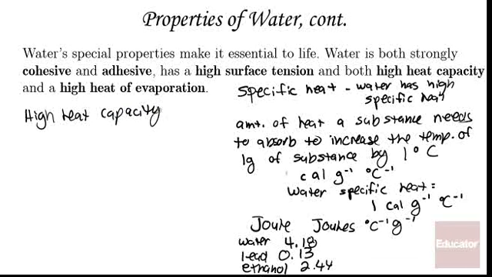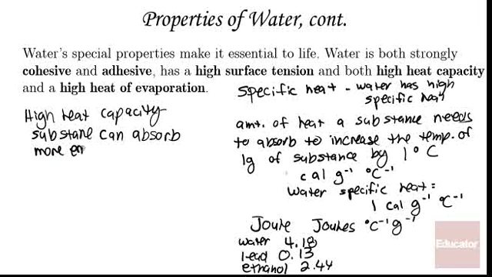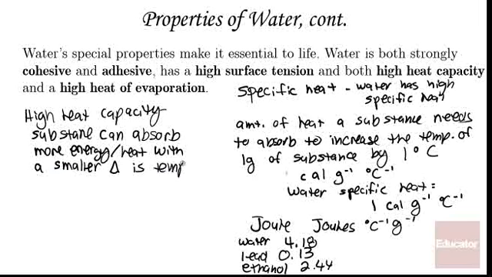High heat capacity means a substance, you can think of it as a substance can absorb more energy or more heat, because heat is energy, with a smaller change in temperature. So something with a high heat capacity can absorb a lot more heat than something with a low heat capacity and still maintain its temperature.